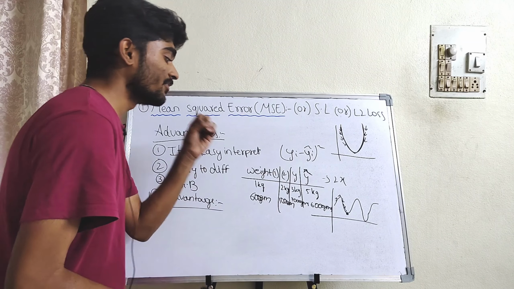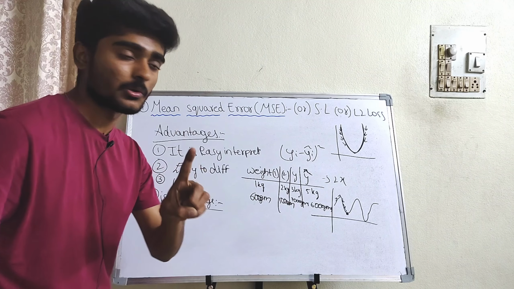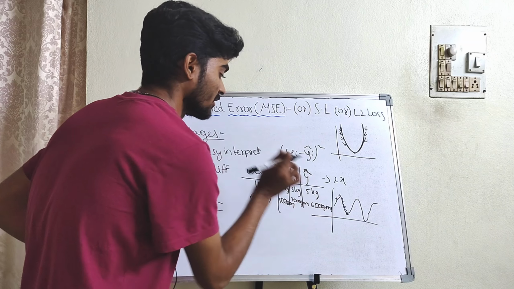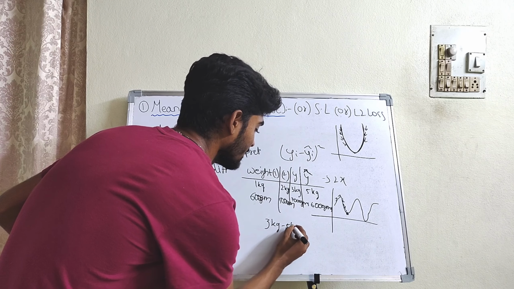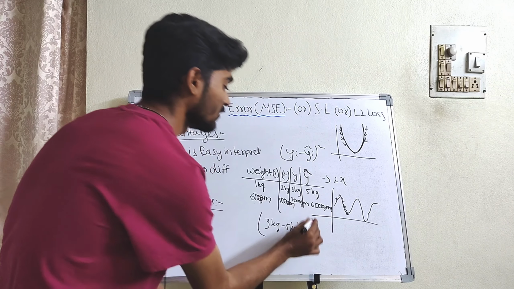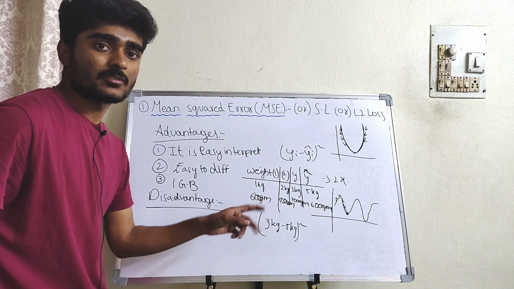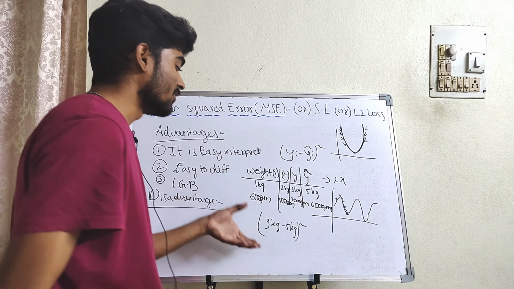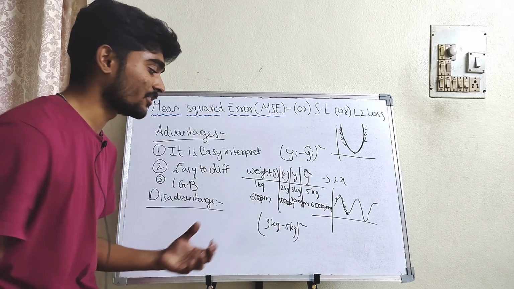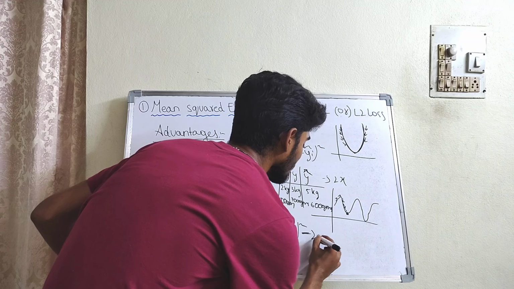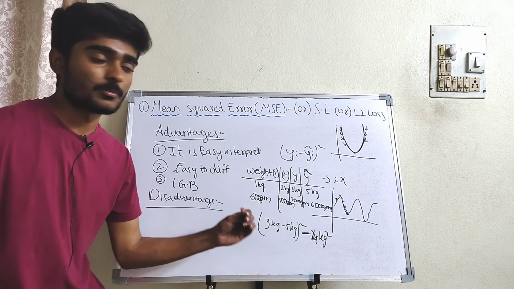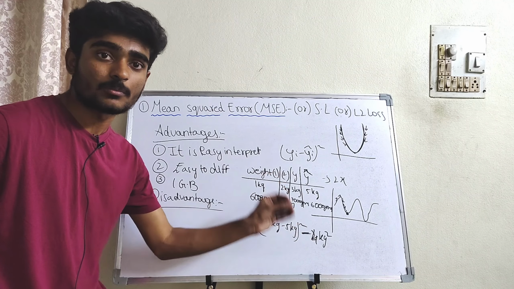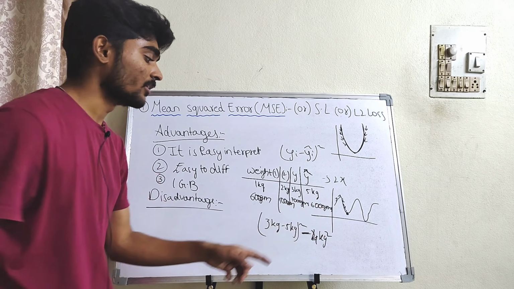What happens is when you have different units in your data. Now let us consider the first training example. Let's say 3 kgs minus 5 kgs whole square. This is the loss function for your first training example. It tends to be 4 kgs whole square.